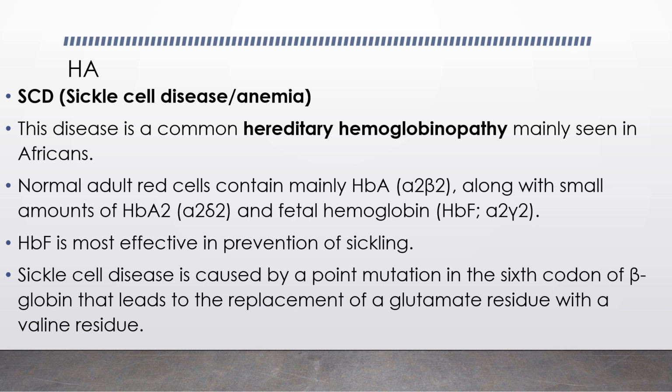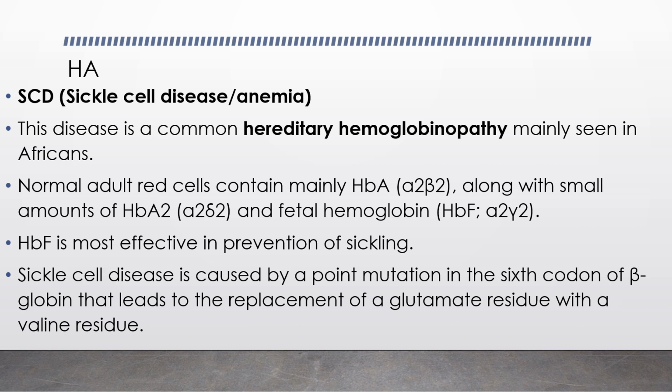Adult red cells contain mainly HbA, or HbA2, and a very small amount of fetal hemoglobin, which can go away. Sometimes hemoglobin C. HbF is most effective in preventing sickling. Why? It has the highest affinity of all the hemoglobins for oxygen. So other hemoglobins attach to oxygen with lesser avidity as compared to fetal hemoglobin. A very small amount of fetal hemoglobin is present usually after birth. It decreases greatly.